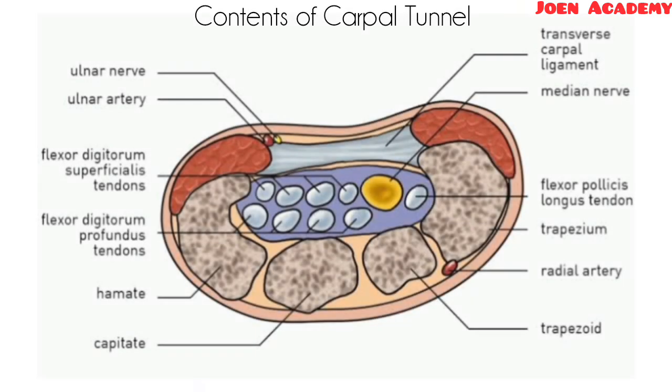The tendons that pass through the carpal tunnel are the tendon of flexor pollicis longus, 4 tendons of flexor digitorum profundus, and the 4 tendons of flexor digitorum superficialis. The 8 tendons of the flexor digitorum profundus and flexor digitorum superficialis are surrounded by a single synovial sheath. The tendon of flexor pollicis longus is surrounded by its own synovial sheath. These sheaths allow free movement of the tendons.